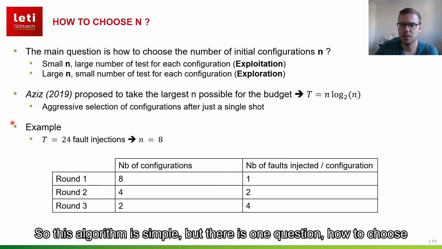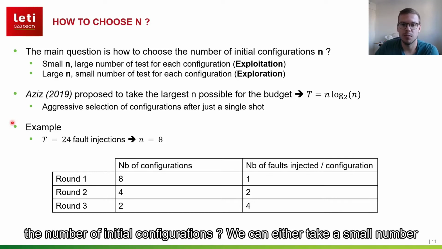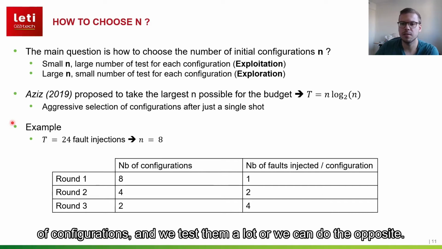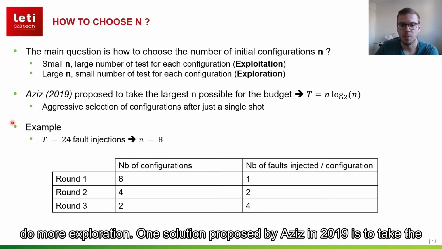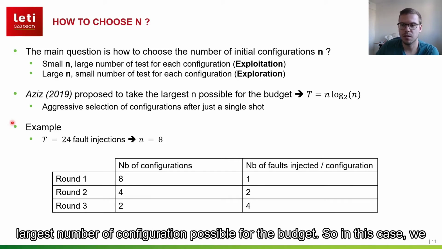So this algorithm is simple, but there is one question: how to choose the number of initial configurations. We can either take a small number of configurations and test them a lot, or we can do the opposite. In the first case, we do more exploitation, and in the second case, we do more exploration. One solution proposed by Aziz in 2019 is to take the largest number of configurations possible for the budget.